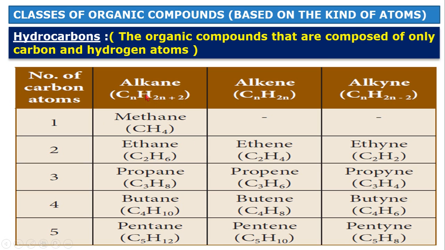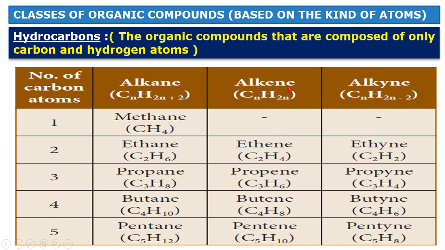In the place of n, we put 3. C3H8. Three carbons means the name is propane, C3H8. In the place of n, we put 4. C4H10, butane. In the place of n, we put 5. The number of carbon atoms 5 means C5H12, the name is pentane.